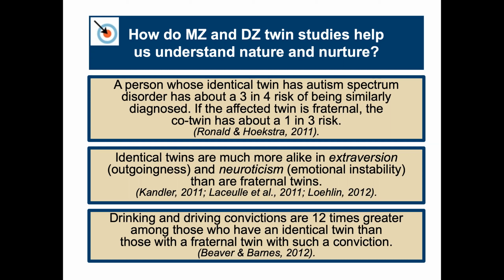So drinking and driving convictions are 12 times greater among those who have an identical twin with such a conviction than those with a fraternal twin with such a conviction. Again, there are some underlying behavioral things going on that seem to have really strong genetic links.